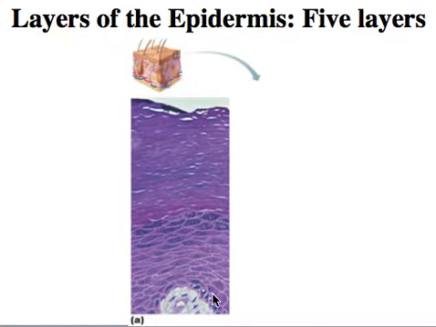So the deepest layer is called the stratum basale. It is attached directly to the dermis underneath here. It is a single layer of cells that consists of keratinocytes that are very young. They're not quite developed yet. 10 to 25% of the cells in this layer are melanocytes. There are also going to be some Merkel cells present here.